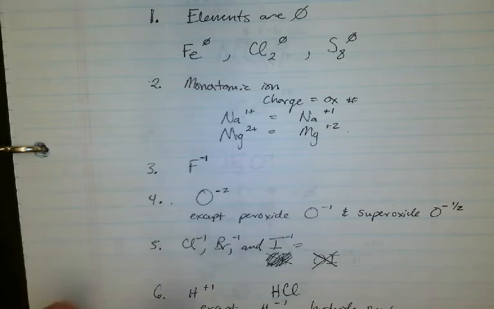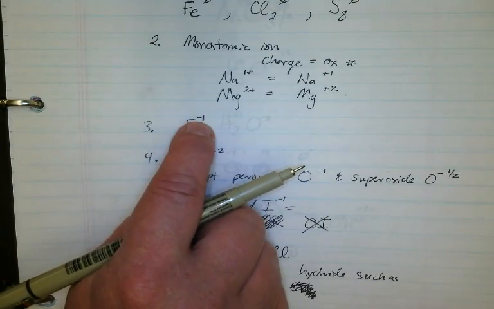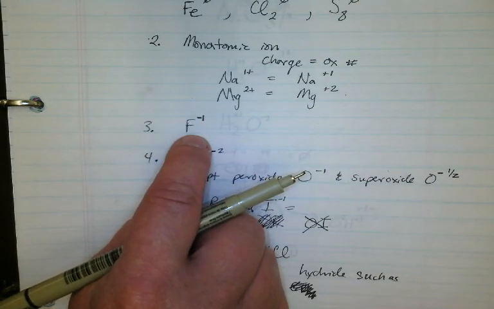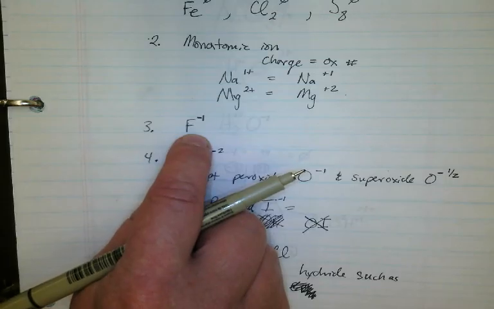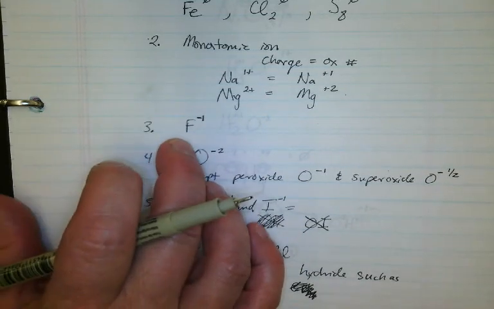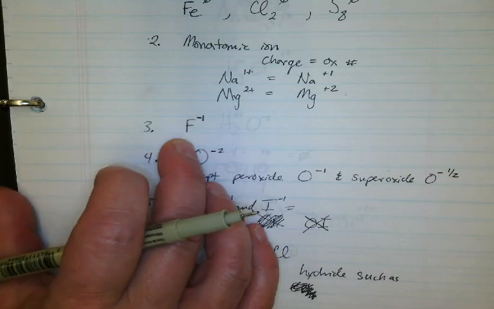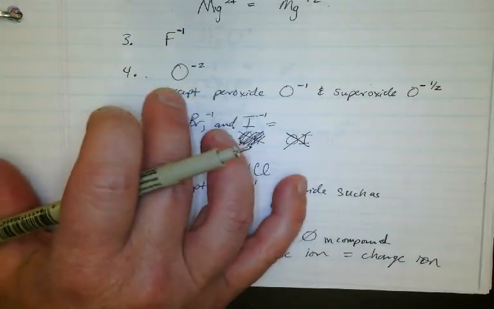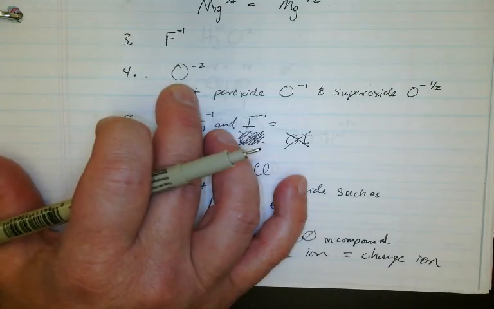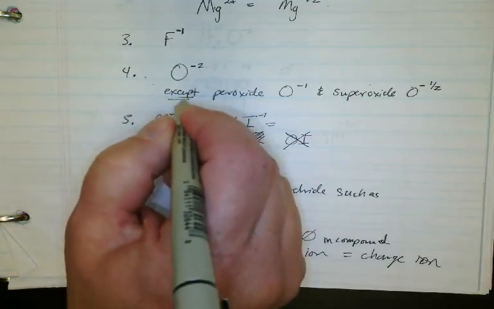All right. Our next one is anytime you see an F, it has an oxidation number of -1. Now notice I didn't say fluoride. That's our fluorine rule. There's a fluorine rule. Then we have our oxygen rule. Anytime you see an oxygen, it's a -2, and there's one exception.